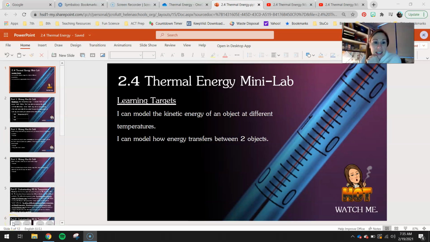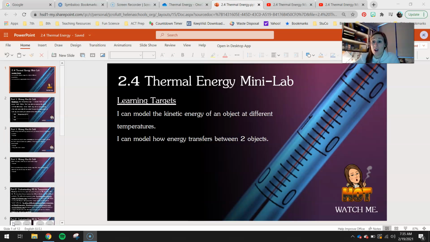8th graders, today's lesson is 2.4 Thermal Energy MiniLab. It has 3 different parts that will all center around the same 2 focal points, which are your learning targets for today. The first one is: I can model the kinetic energy of an object at different temperatures.